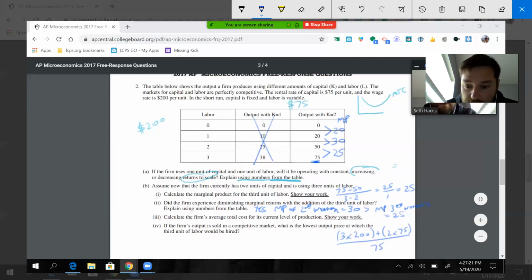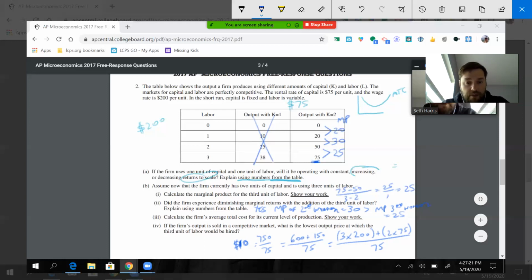Let's simplify this. We've got 600 plus 150, and we've got that over 75. So this ends up being 750 over 75, so $10. It's a nice round, even number. It seems like at first you might need a calculator for that, but everything simplifies down. So the answer here is $10 for the average total cost. Make sure you set this up and at least show how you got that.